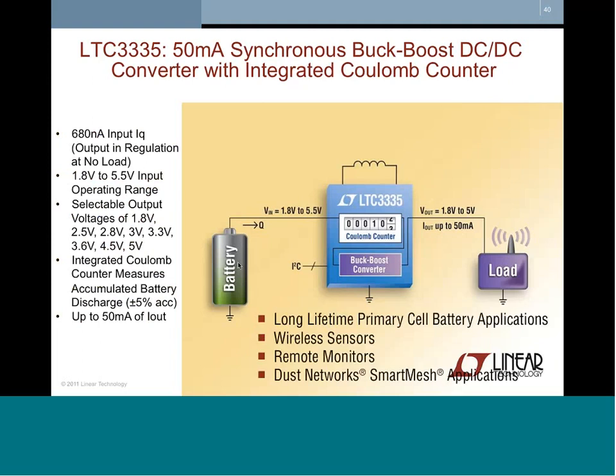For the applications, we can think about, for example, wireless sensors that are supplied with the battery, or this could be used also with our Dust Networks SmartMesh application. For further information about the Dust Networks, you can contact us directly.